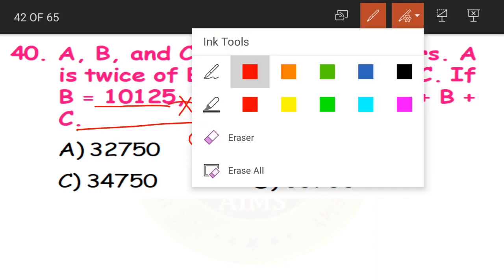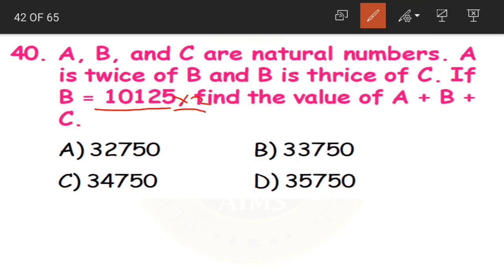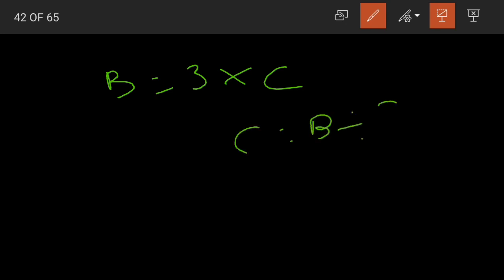2 5s are 10, 0, 1 carry, 2 2s are 4 plus 1 is 5. 2 1s are 2, 2 zeros are 0 and 2 1s are 2. What is this? This is the value of A. We got the value of B as well. Now to find out the value of C, see, B is thrice of C. Okay children, what is B? B is thrice of C. Now what can be the value of C? C is B divided by 3.